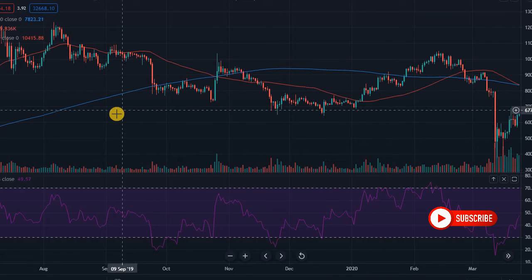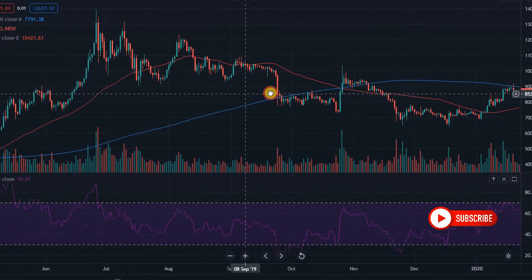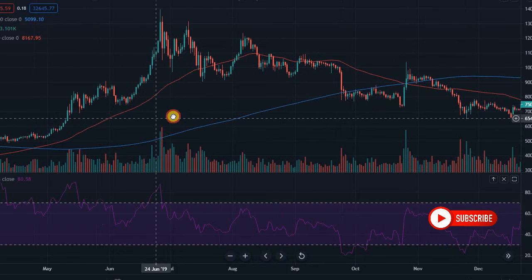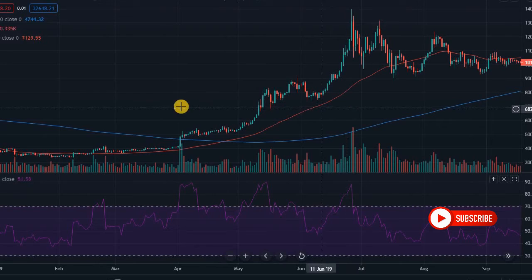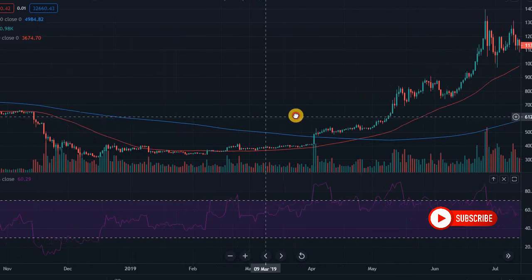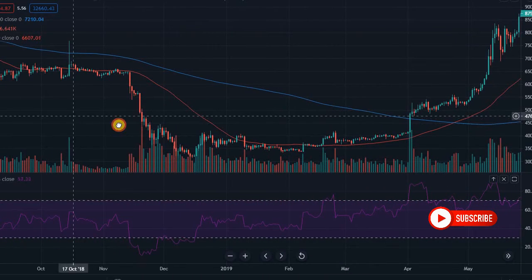I'll try to consider the 2017 cycle, because that will be a good one. We can compare these two cycles. So let's go back in the past.